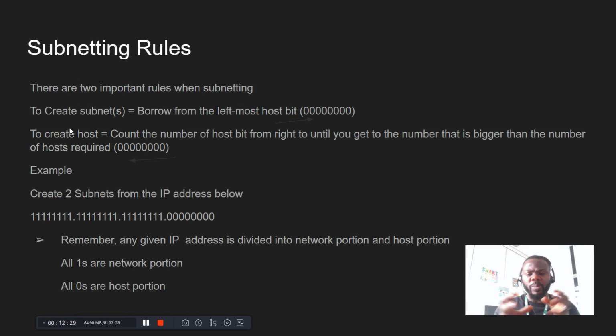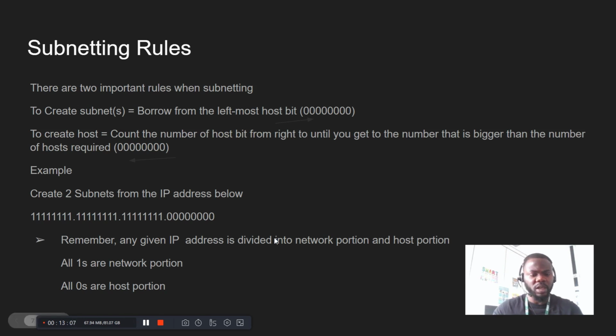In order to create subnets, if the IP address you are given says create 4 subnets, create 5 subnets, create 1000 subnets, create 500 subnets, if that's the question, this is how you go about it. To create subnets, borrow from the leftmost host bit. We are going to start doing this now. So to create subnets, you go from the left and borrow from the leftmost host bit.